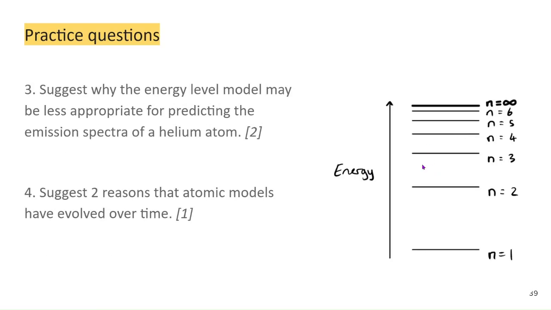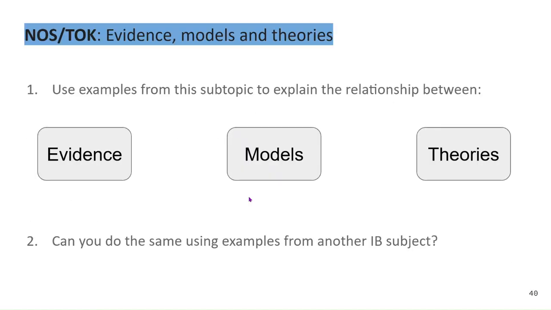Okay. Second, your next questions are suggest why the energy level model may be less appropriate for predicting the emission spectra of a helium atom. So think about what's in a helium atom versus a hydrogen atom. And then suggest 2 reasons that atomic models have evolved over time.